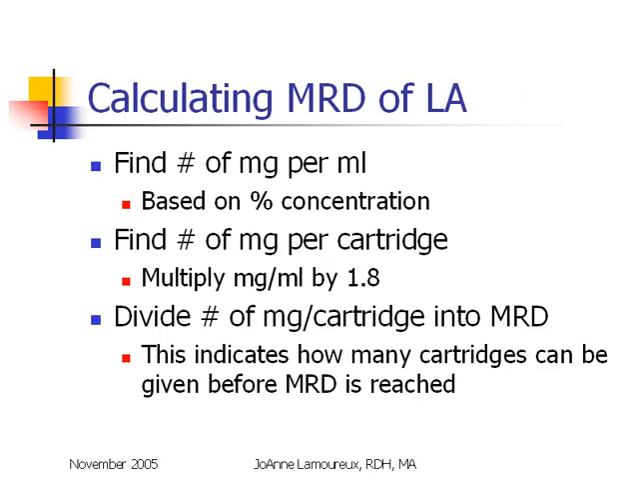So how do we find out how many milligrams we're giving? Well, first we have to find the number of milligrams in each milliliter of solution. This is based on the concentration of the anesthetic. So step one is find out how many milligrams are in each milliliter. Once you've determined that, then you have to find out how many milligrams are in each cartridge. You simply take the number of milligrams in a milliliter and multiply it by 1.8. That tells you how many milligrams are in each cartridge that you're administering. Once you've found out how many milligrams are in a cartridge, you take that amount and you divide it into the maximum recommended dosage. This will tell you how many cartridges you can give before you reach the maximum recommended dose. I'm sure that some examples will help you understand this a little better.